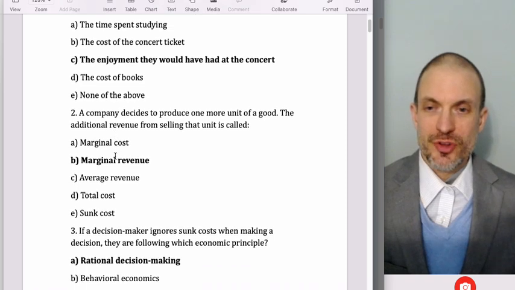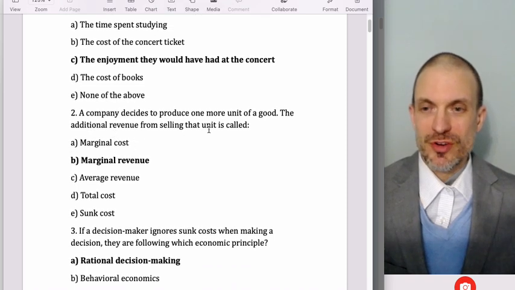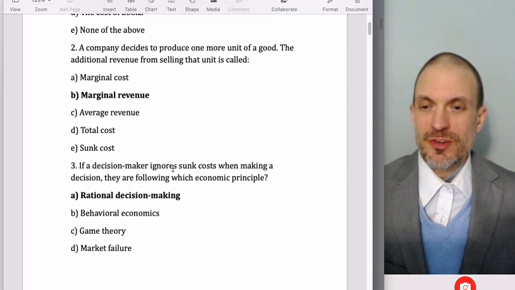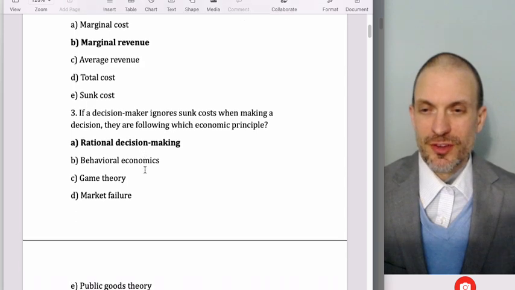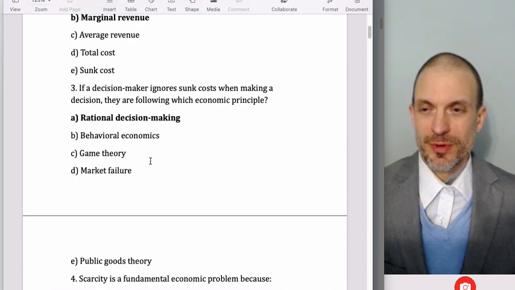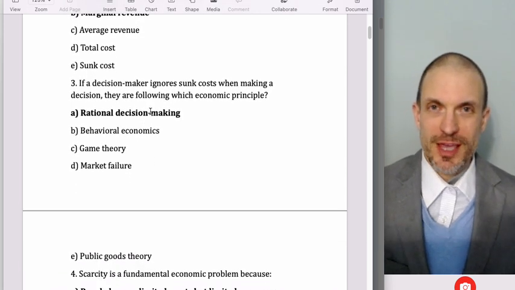Company decides to produce one more of a unit. The additional revenue from selling that additional unit, that's just marginal revenue, right? Incremental change in total revenue is marginal revenue. If a decision maker ignores sunk costs when making a decision, they're following which economic principle? Well, that's just rational decision making, right?